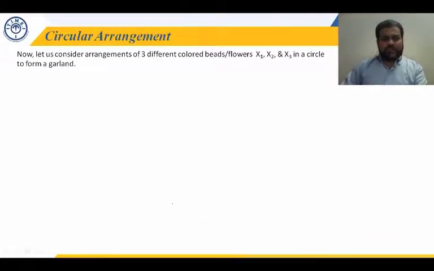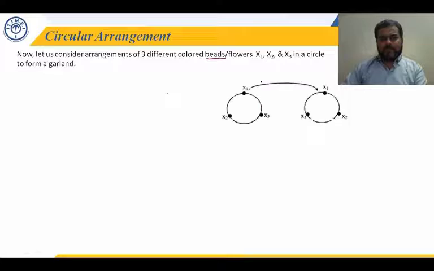Now let us look at this example. Let us consider arrangements of 3 different colored beads or flowers. Now we are talking about different colored beads or flowers, and let's name those beads or flowers as x1, x2 and x3. Let's arrange them in a circle to form a garland. Okay. In that case, if we compare it with the two arrangements in the previous case, here if you look at clockwise, we have x1, x3, x2. Here we have x1, x2, x3. Okay.